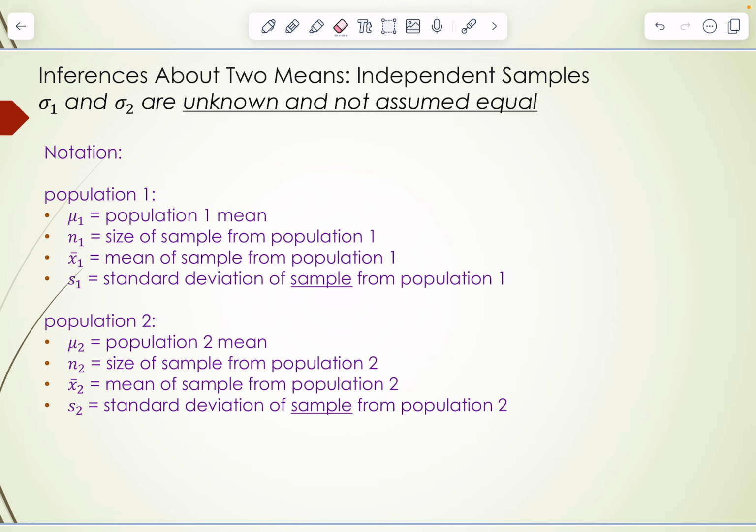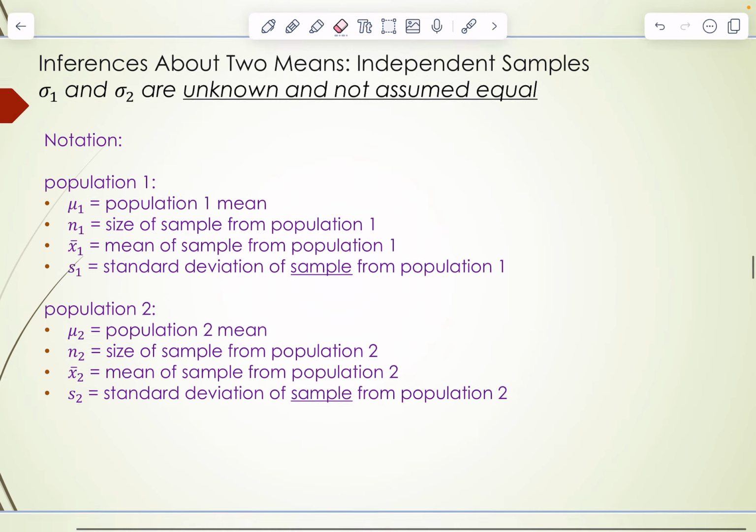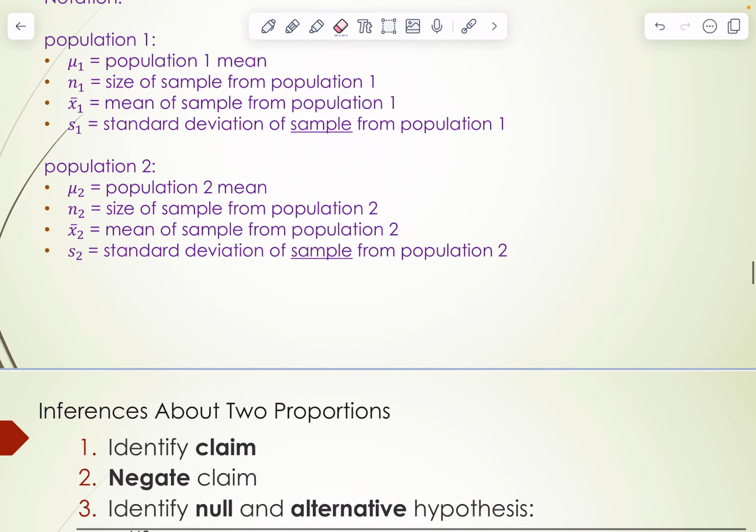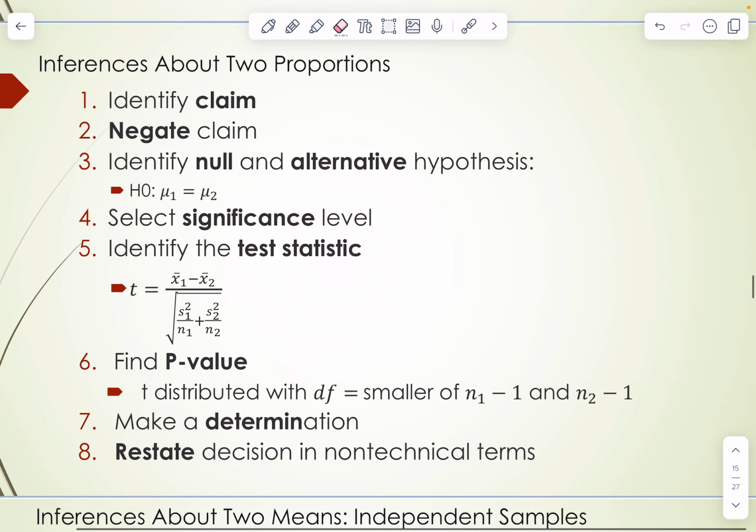So you have mu1, the actual population mean of the first population, which we do not know. n1 is the sample size from the first population. X bar 1 is the mean of the sample from the first population, and so on, right? We can read that.